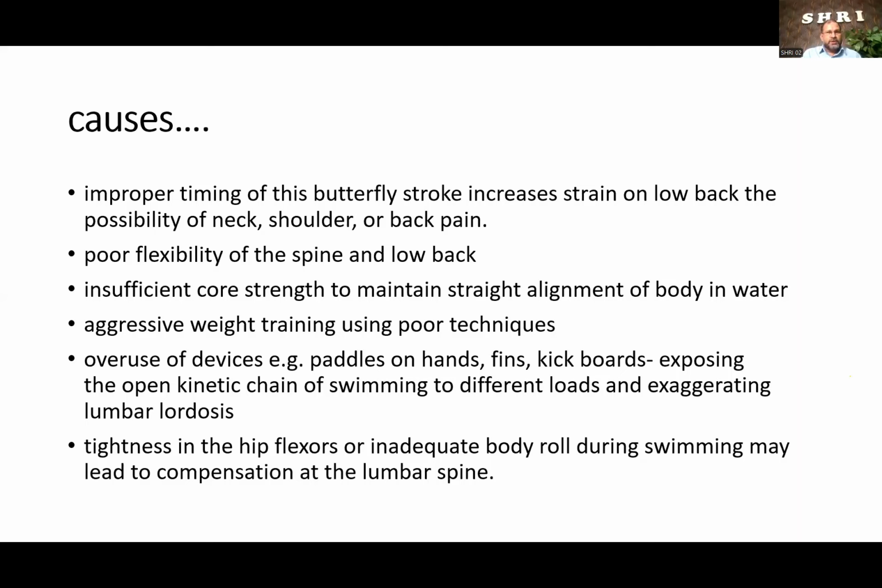Another cause is insufficient core strength to maintain straight alignment of the body in water. So this is very important. Core strength is very important in any sport.